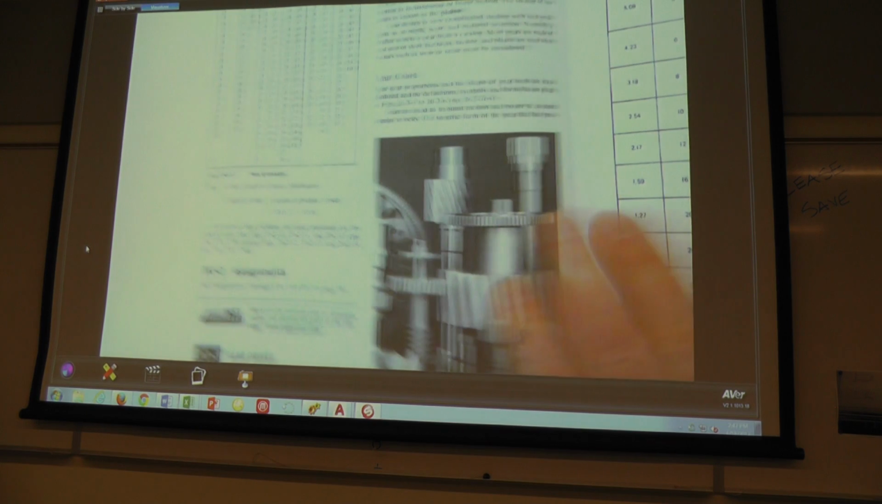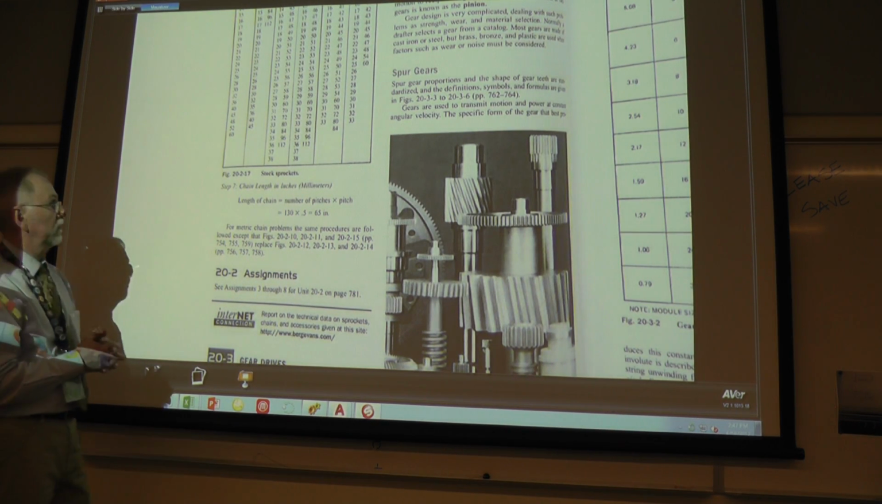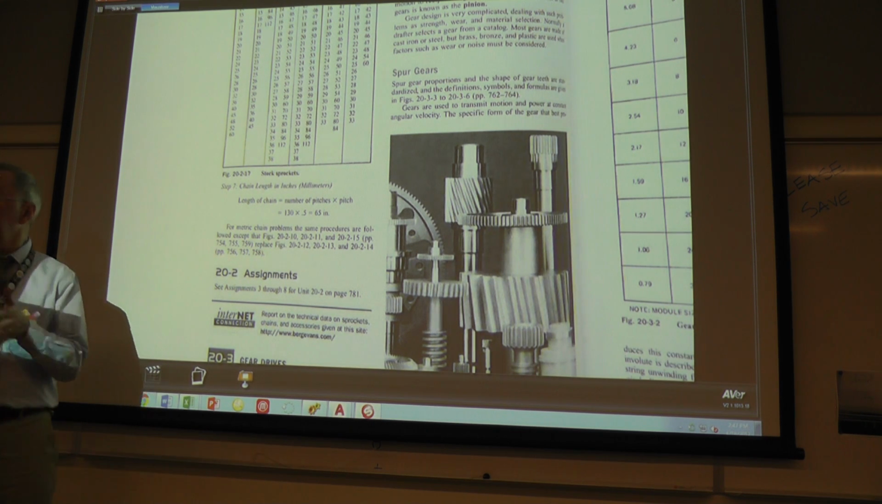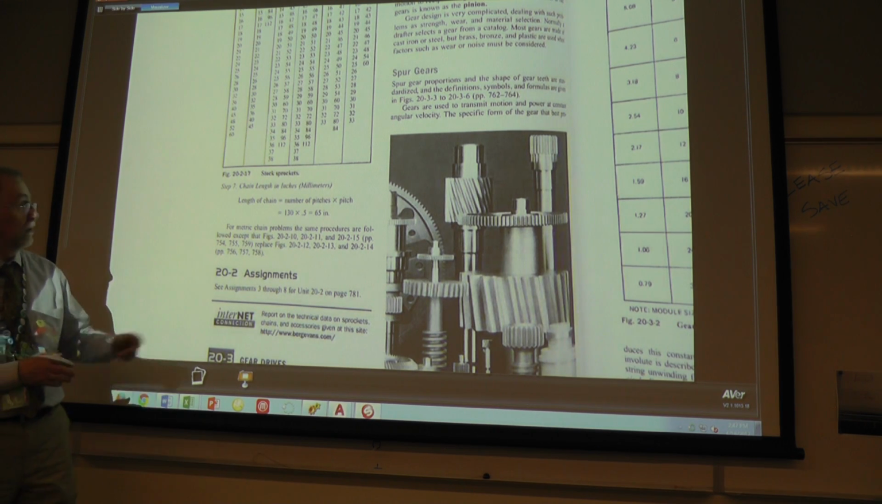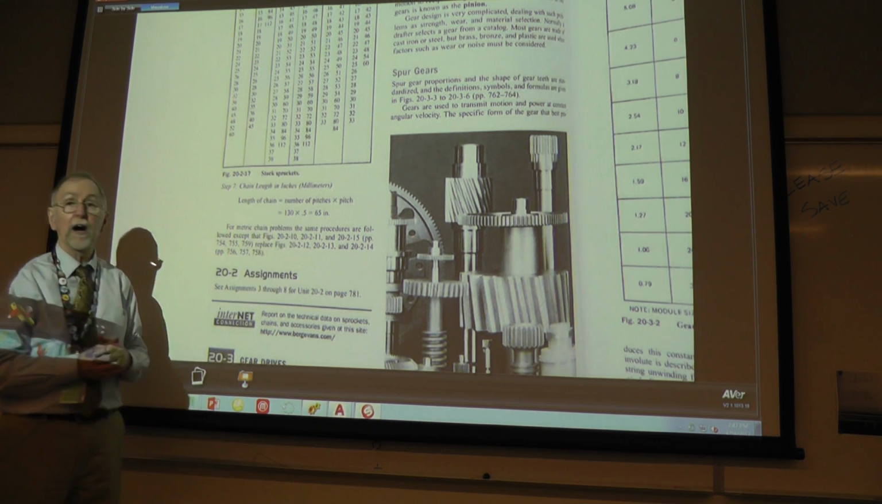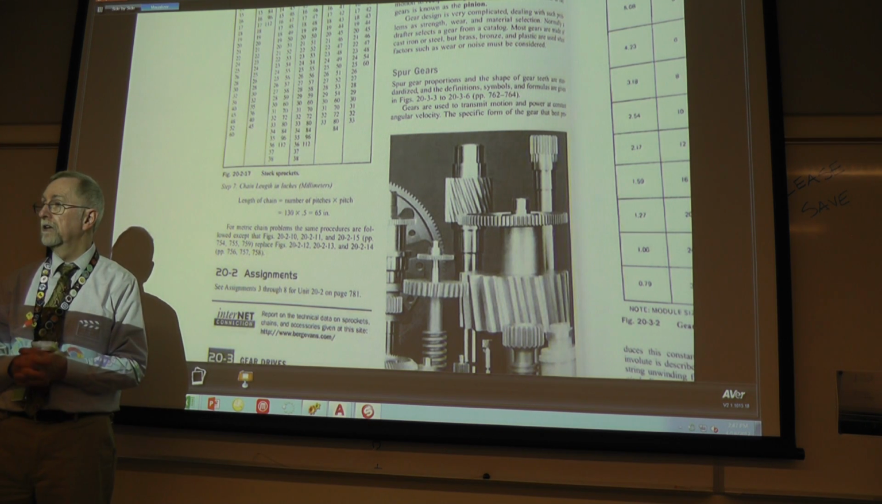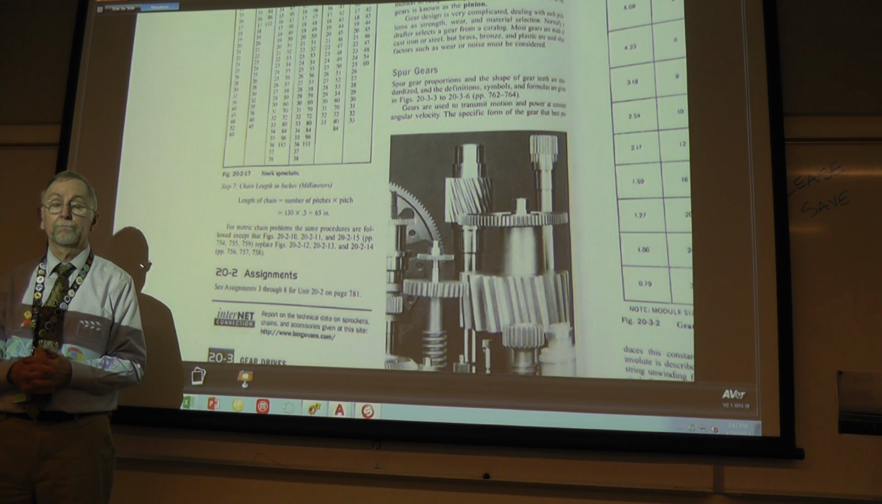The final step is to take the chain length in pitches, the number of pitches times the pitch of the chain. Number 40 has a half inch pitch. 130 times 0.5 is 65 inches. I go out and I look for a number 40 roller chain that's 65 inches in length. And I'm done.